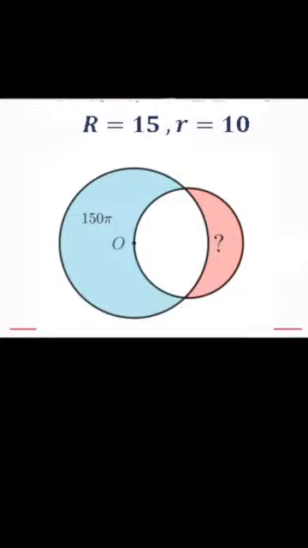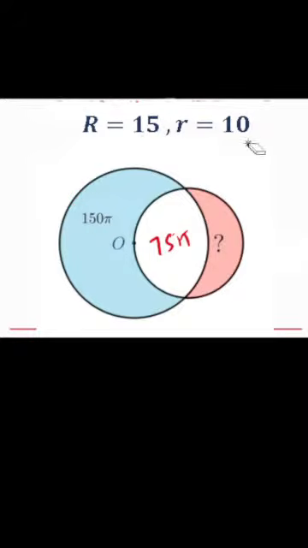Alright, Harry. 25 pi, James says 25 pi. 25 pi is right. Okay, the radius of the bigger circle is already given. We can solve for the area of the bigger circle. It's going to be 225 pi. So 150 pi is shaded. So the remaining white one is going to be 75 pi.